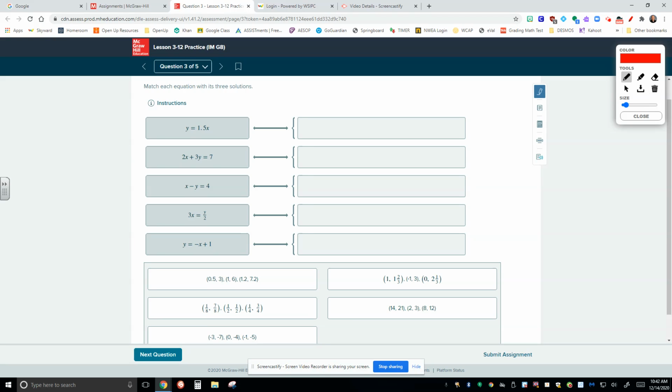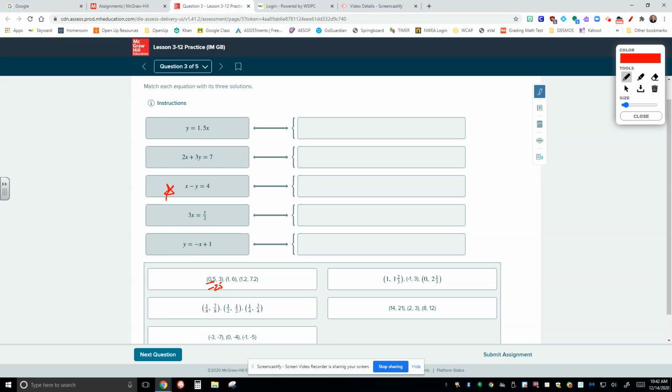When I go back through, this is going to take just a little bit of time. Hopefully you can think about which ones are going to be the easiest. I think it would be easiest to start right here: x minus y equals 4. So I start looking at these and thinking, is 5/10 minus 3 equal to 4? No, that one equals negative 2.5.